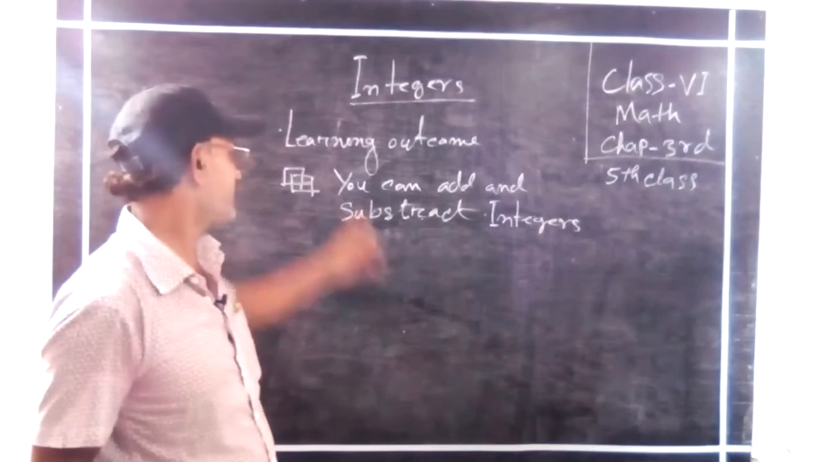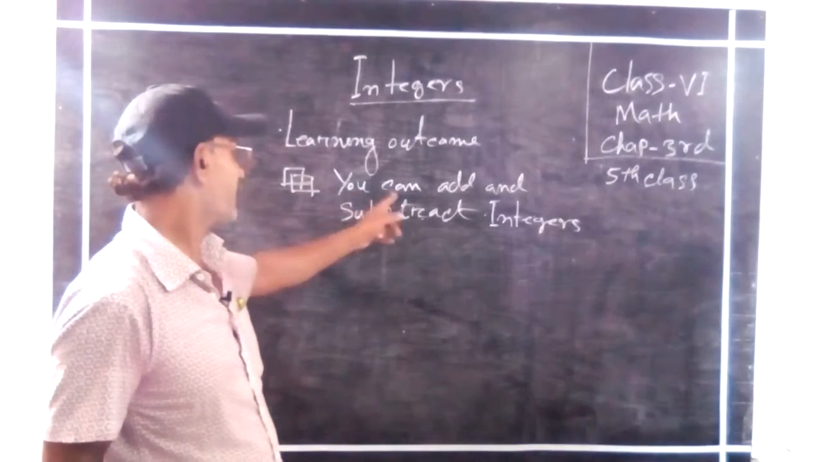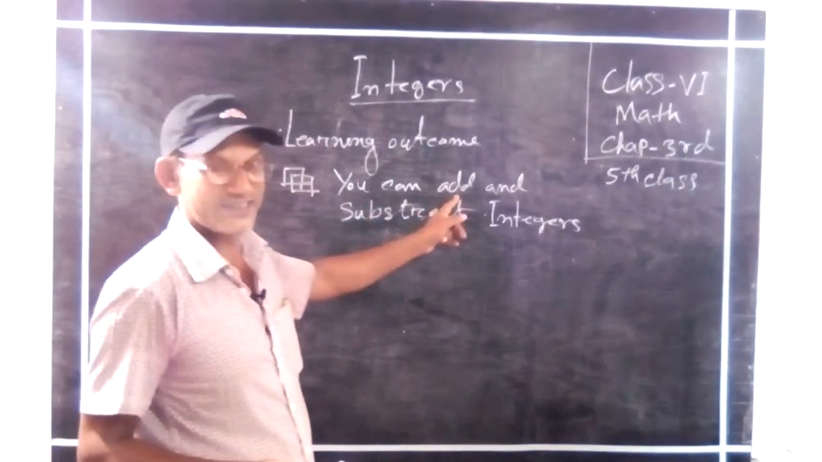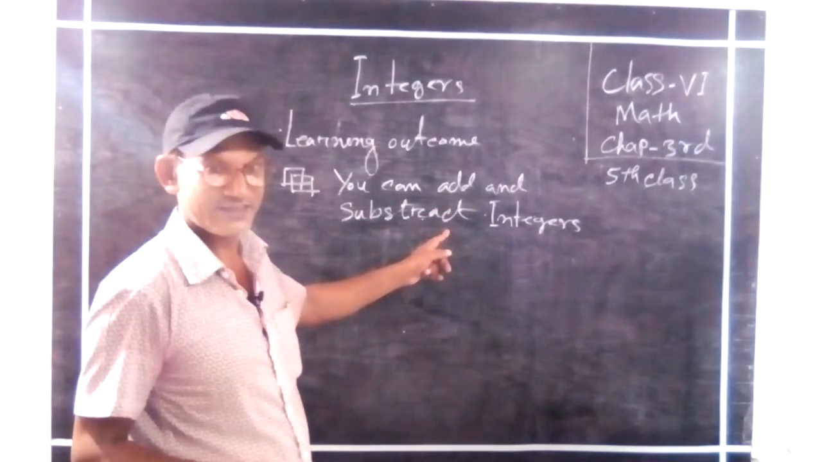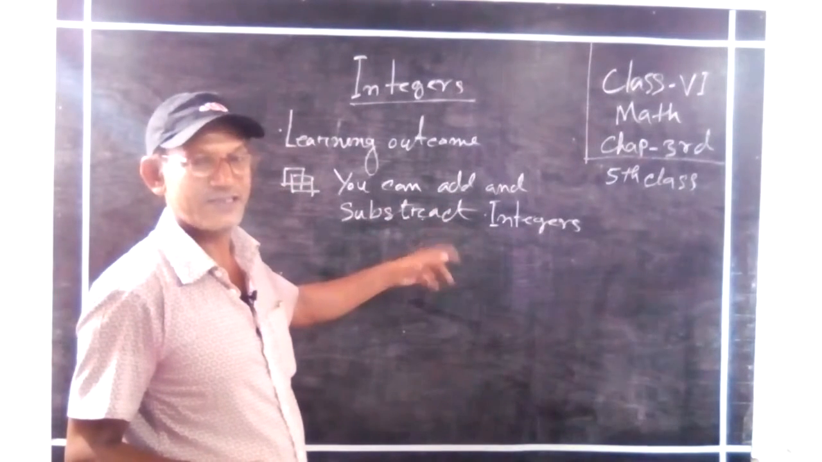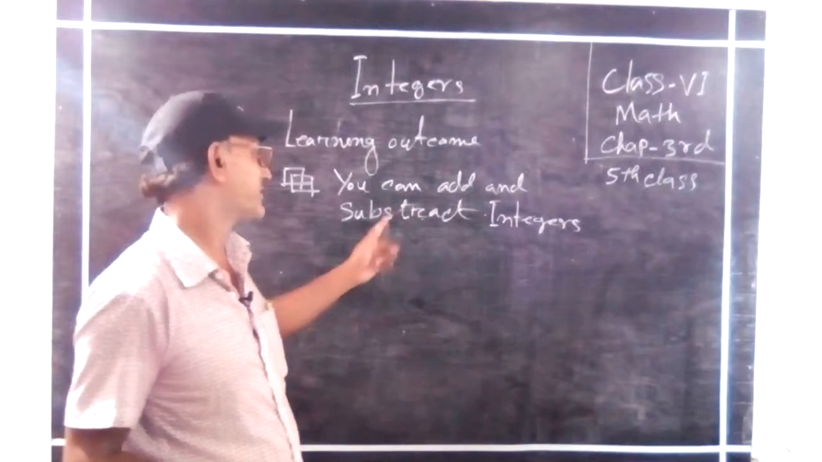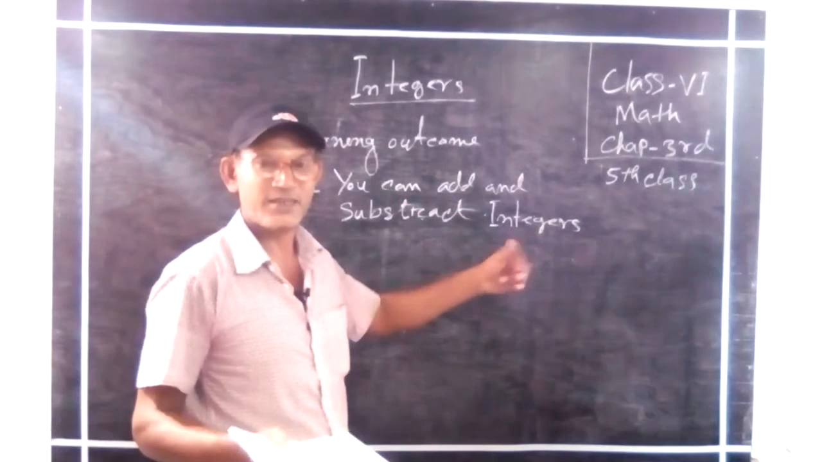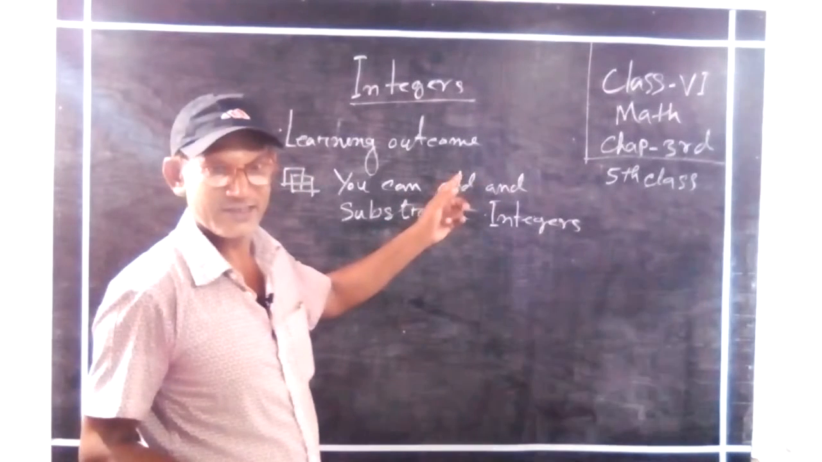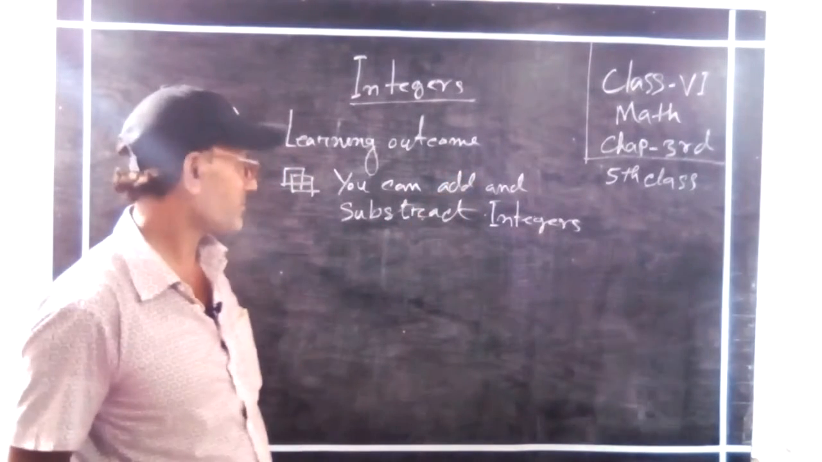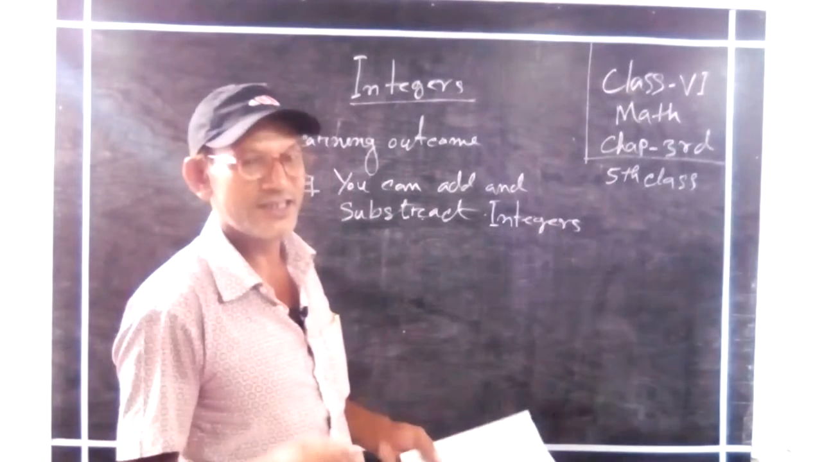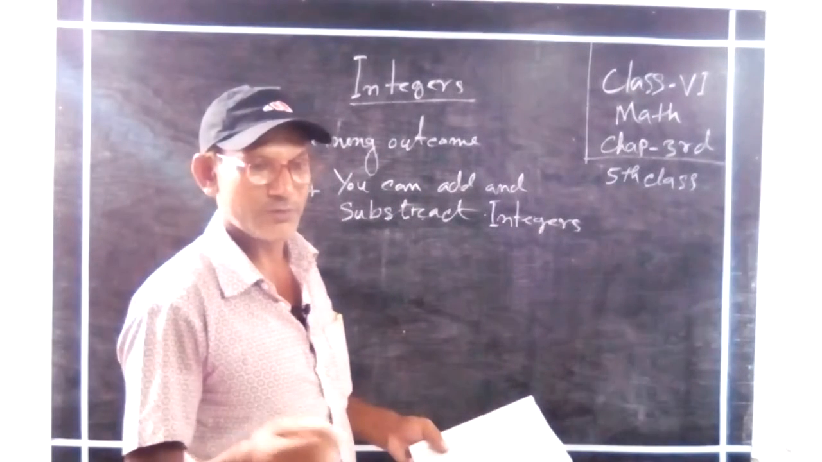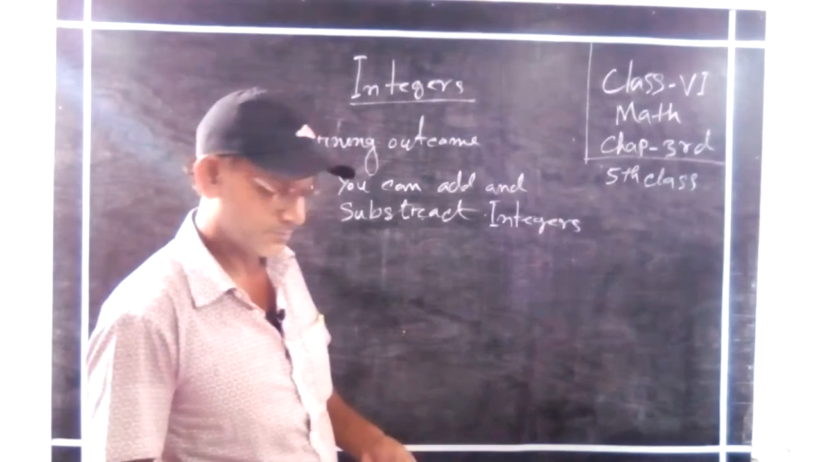I repeat again: you can add and subtract. I mean বিয়োগ, subtract integers. Integer means পূর্ণ সংখ্যা, অর্থাৎ পূর্ণ সংখ্যার যোগ বিয়োগ আমরা করতে পারবো আজকে ক্লাসে.